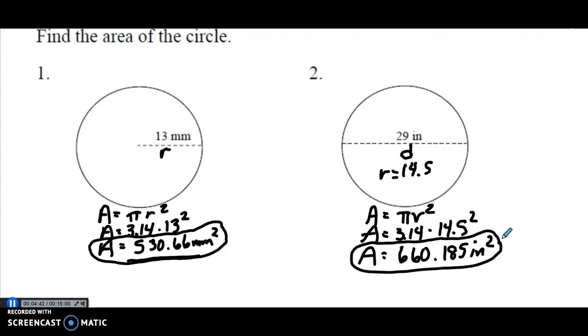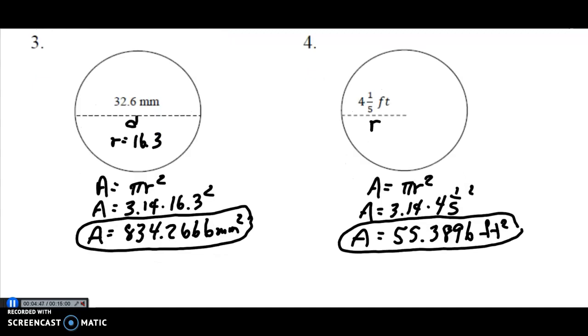Go ahead and pause the video and please work on numbers 3 and 4. All right, let's see how you did. For number 3, 32.6 millimeters is the diameter, so we needed to divide that by 2 to figure out the radius. The radius is 16.3, and we plug that into our formula and we get 834.2666 millimeters squared. That is not a repeater because it did not fill the whole screen, so that would be your correct answer.